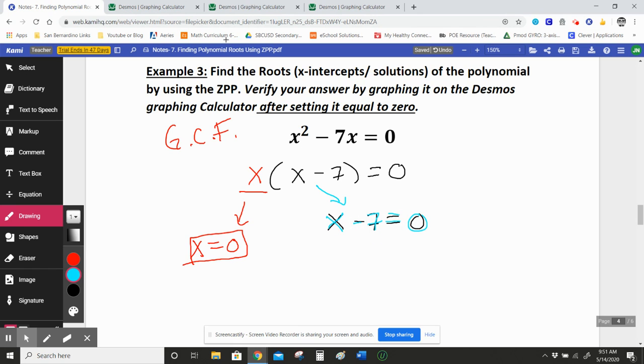And if you solve each one of these, that should give you the solutions or the roots. So when we add 7 to both sides, we get x equals 7 for one of my roots, and the other root is x equals 0. So again, given a problem: first, set it equal to 0. Second, factor it out. And third, solve each component of each factor after you set each one equal to 0. So my two answers should be 0 and 7.